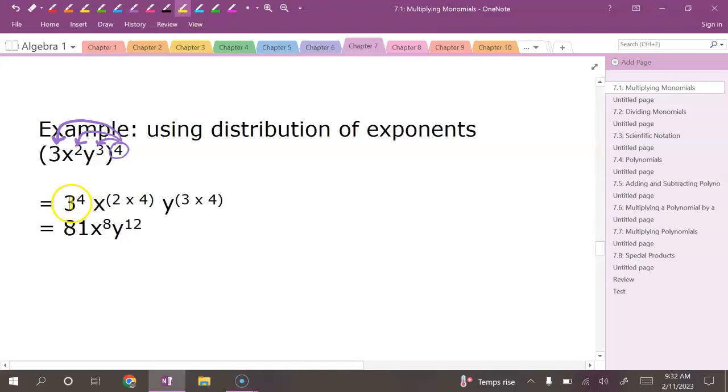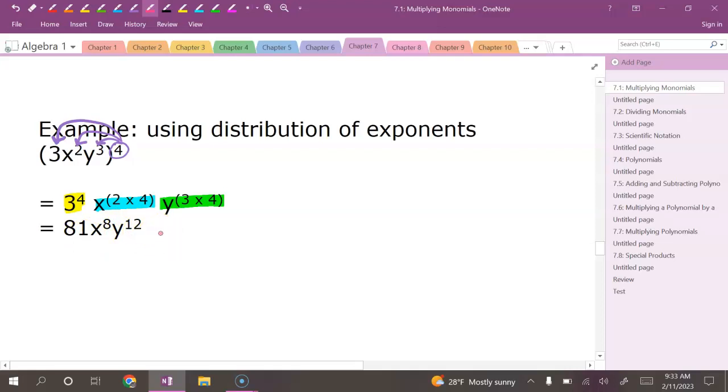So you can see how I have that written as 3 to the 4th power for the number. Then for my x, I have x, and then x was squared, and now I'm taking it times that 4 from the outside. And my y was cubed originally, and then I'm taking it to the 4th power. Then I just have to do the math. So 3 to the 4th power, if you don't know that, I would use a calculator, grab one out, punch this in. So 3 to the 4th power comes out to be 81. For your x, you're going to take 2 times the 4 this time, and you get 8. And for the y, you get 3 times 4, which would be 12. And that's your final answer.